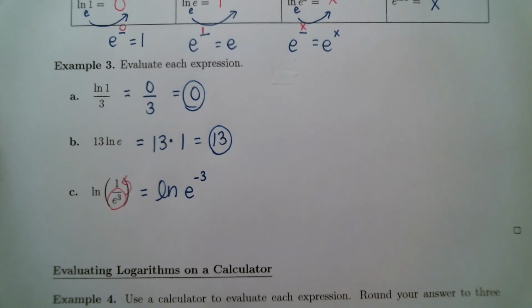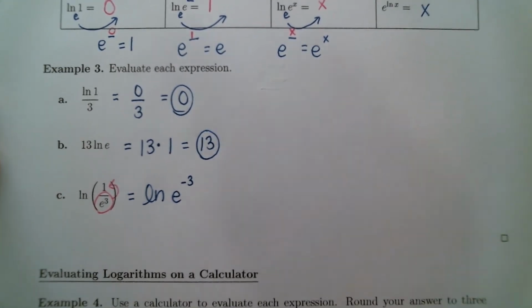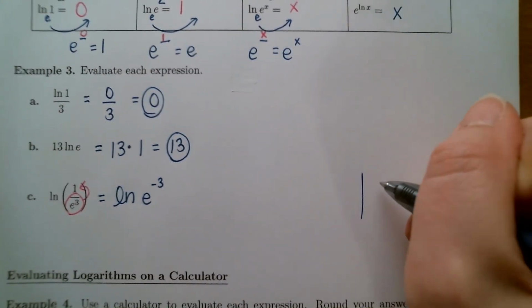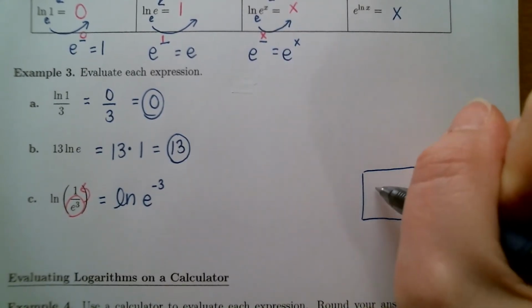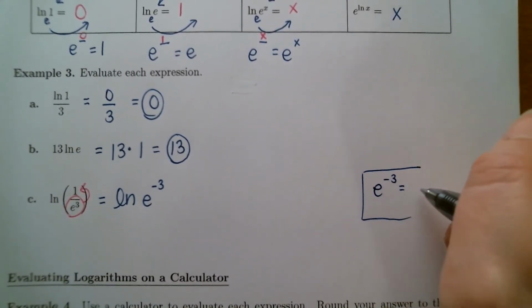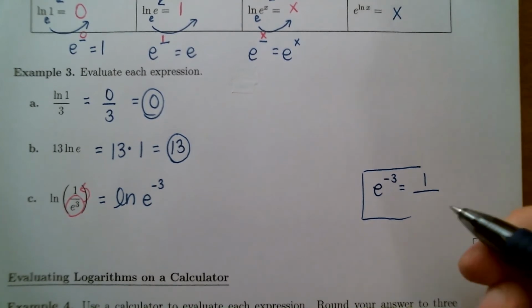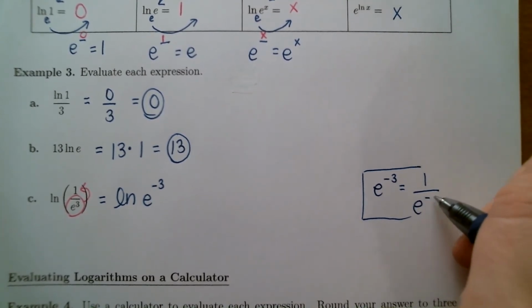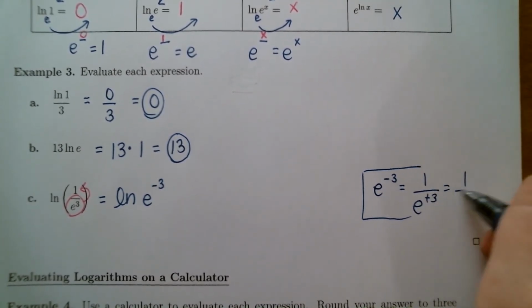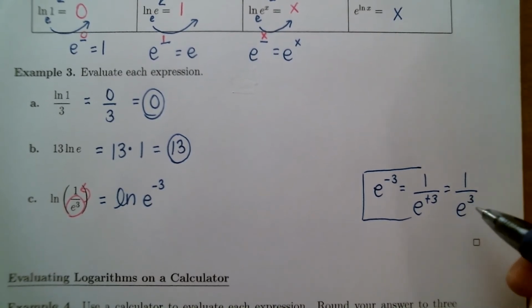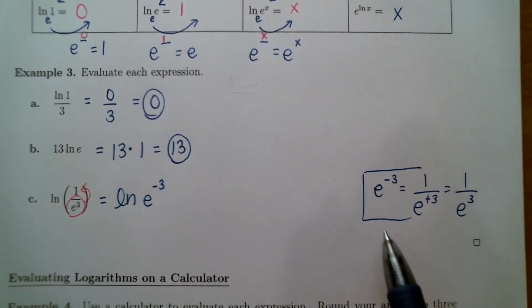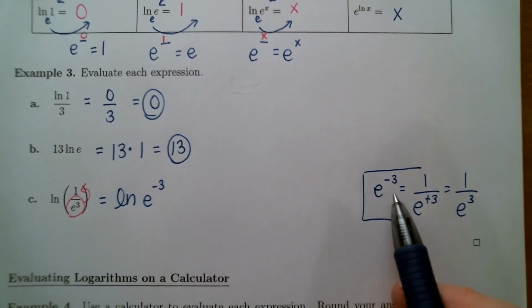So remember, e to the negative 3, if I come out to the side here, is the same thing as, to eliminate that negative exponent, do 1 over it and then change the sign of the exponent. So 1 over e to the third power is the same thing as e to the negative 3.